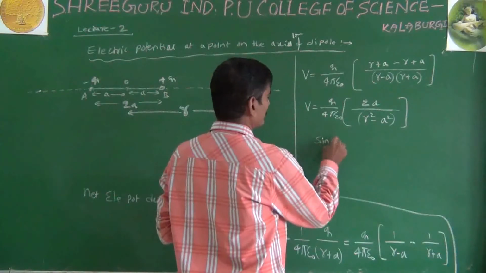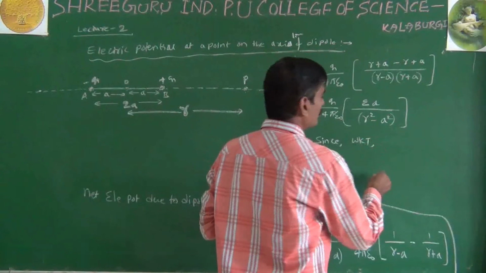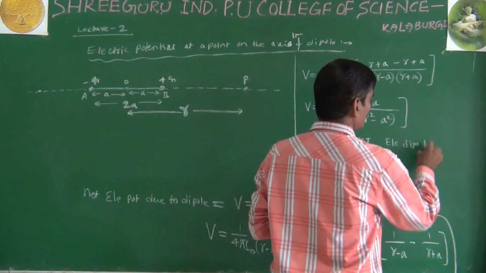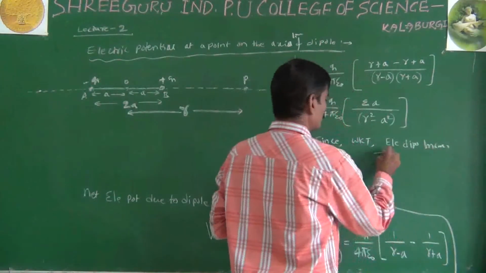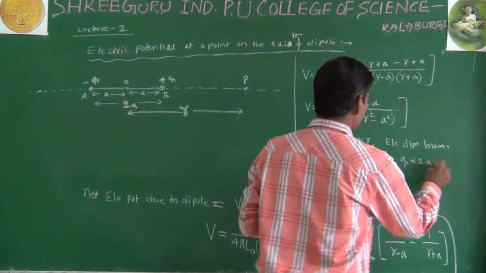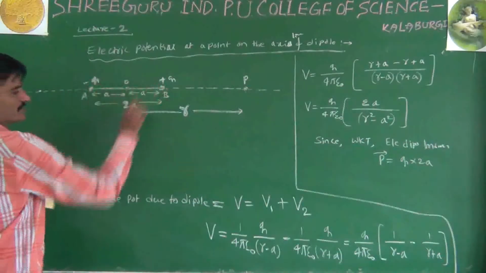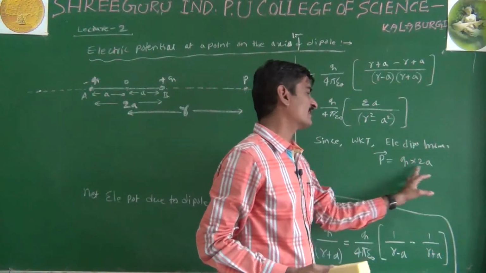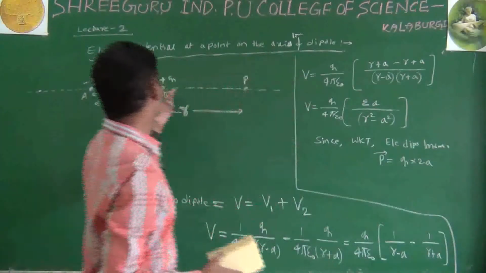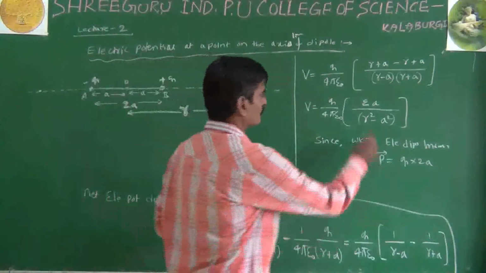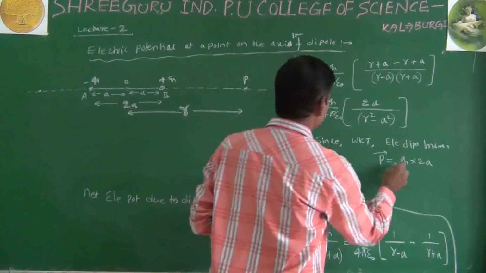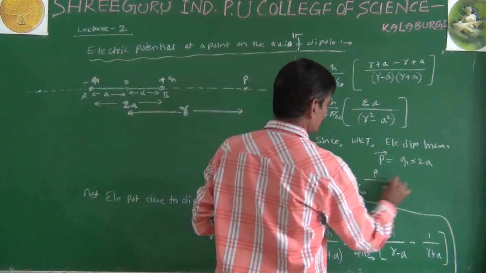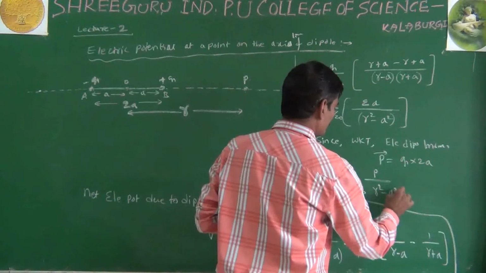Since we know that electric dipole moment P is equal to Q into 2A, where Q is one of the charges. Electric dipole moment, just now I told, is defined as the product of one of the charges forming the dipole and the distance between the two charges. It is 2A. So Q into 2A, this one replaced by this one. So we get V is equal to 1 by 4 pi epsilon naught P divided by R square minus A square.